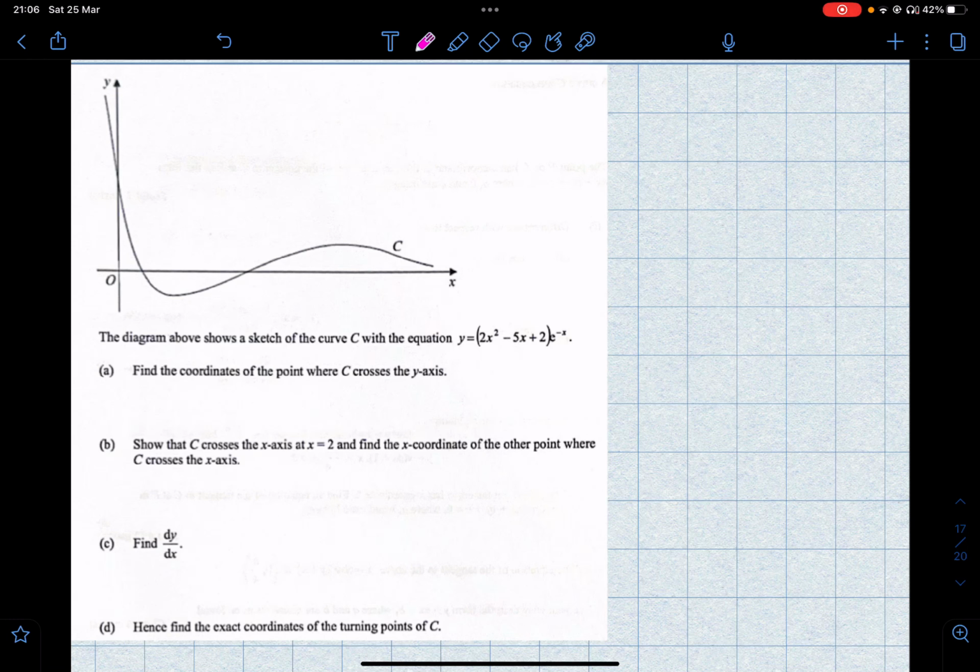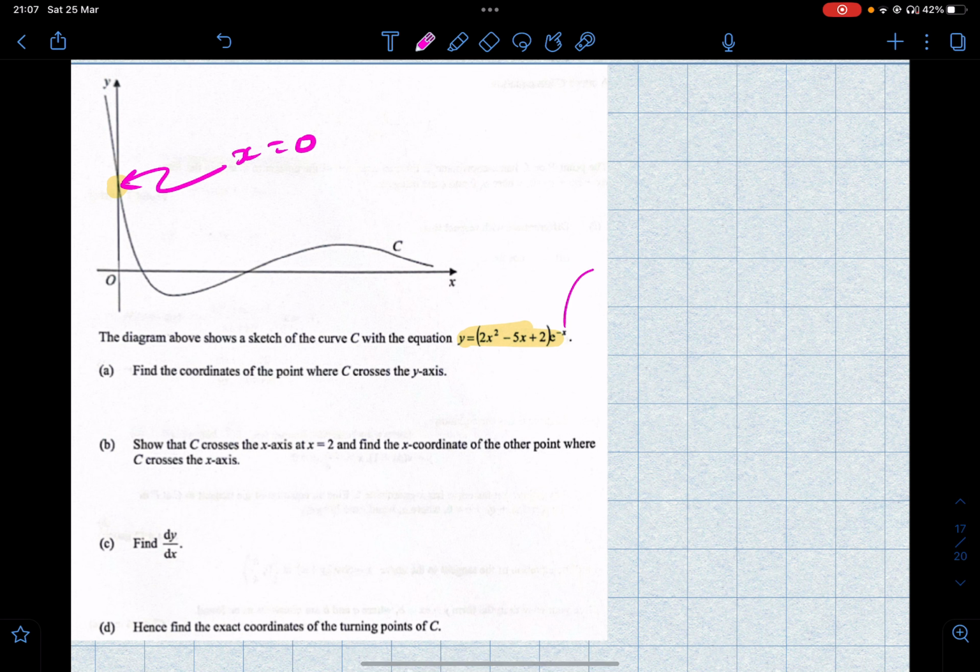Okay, here we're given the equation of a curve, and we're asked for the coordinates of the point C. Oh no, the point where C crosses the y-axis. So they want this point, right? So what's special about this point? At this point, we know that x equals 0.